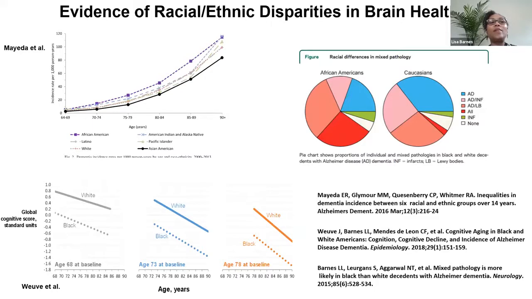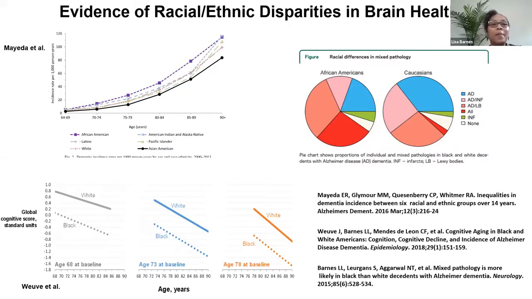We know that there is evidence of persistent racial and ethnic disparities in brain health among older adults. Whether you look at incidence of dementia, which I'm showing the slide by Mayeda et al., using data out of Kaiser for dementia incidence, or you look at cognitive aging from our group in the Chicago Health and Aging Project on the bottom left, or you look at differences in pathology at death in those who are demented. These are data from the Rush Clinical Core. No matter what the outcome, you see that African Americans have poorer brain health outcomes than their white counterparts.